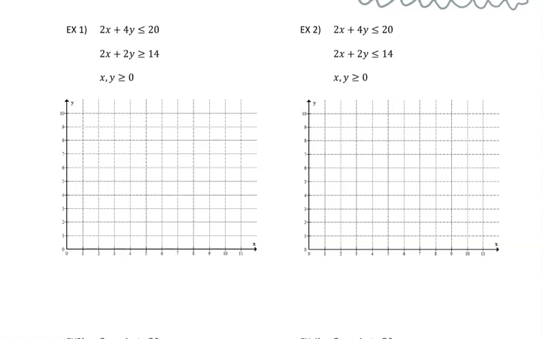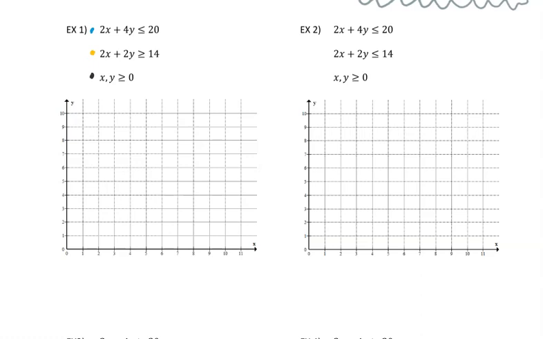So number 1, we have 2x plus 4y is less than or equal to 20, and 2x plus 2y is greater than or equal to 14. Now just like before, go ahead and color code these. Now, we also have one more equation at the bottom, and we will talk about that after we graph our other two.